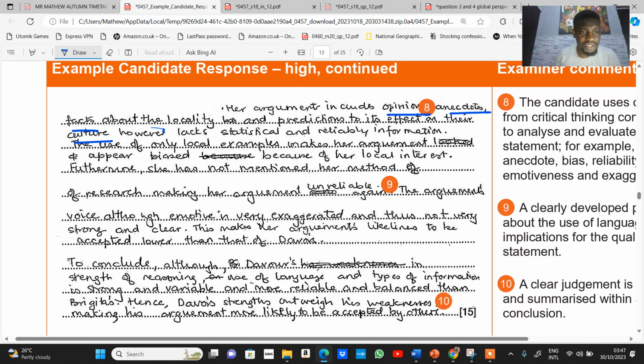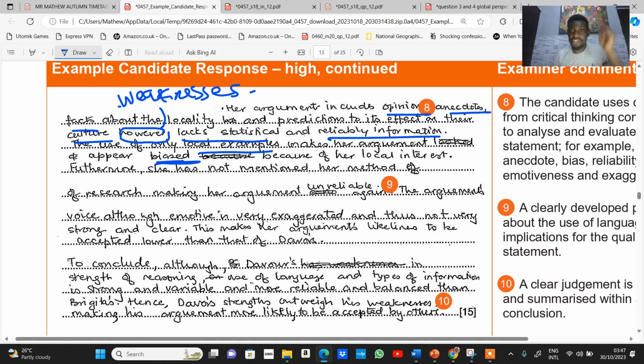Prediction. Now, however, you see, when she moved to "however," she's talking about the weaknesses. However, it lacks statistical data and reliable information. It appears the use of only local examples makes her argument appear biased because she's looking at only local interest. Furthermore, she has not mentioned her method of research, making her argument unreliable.